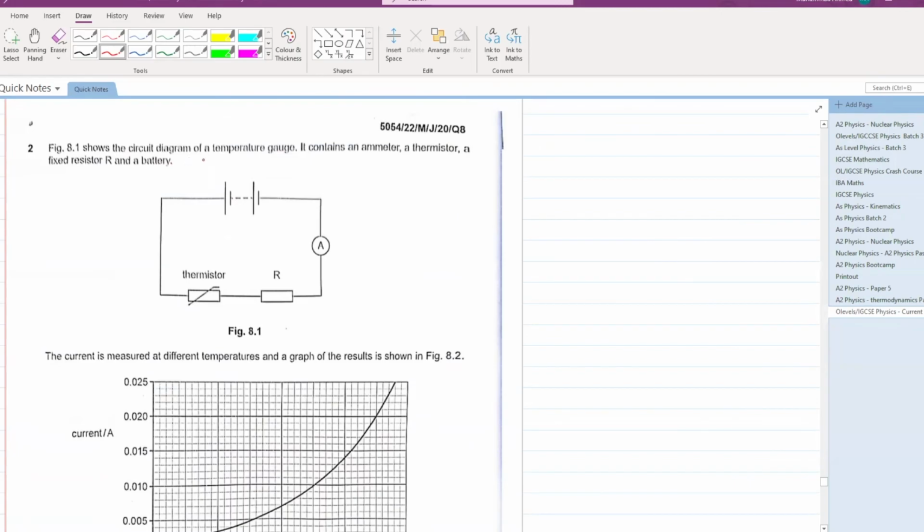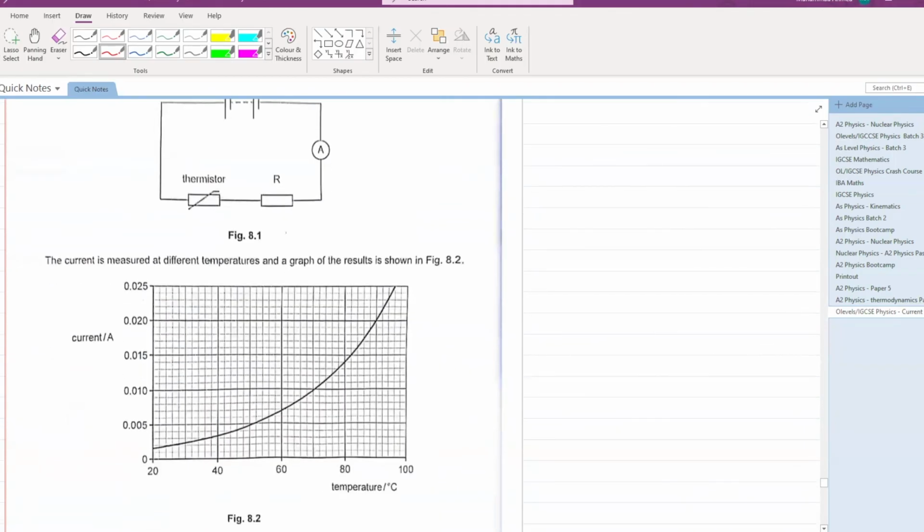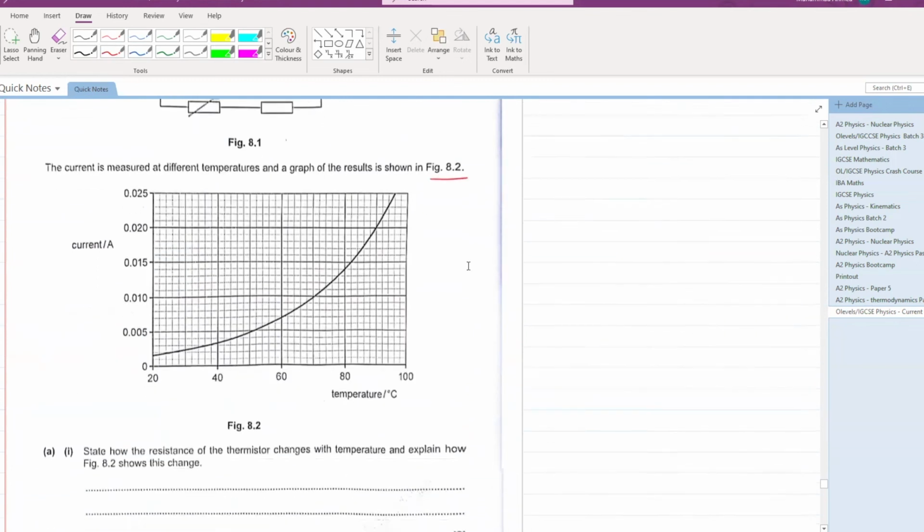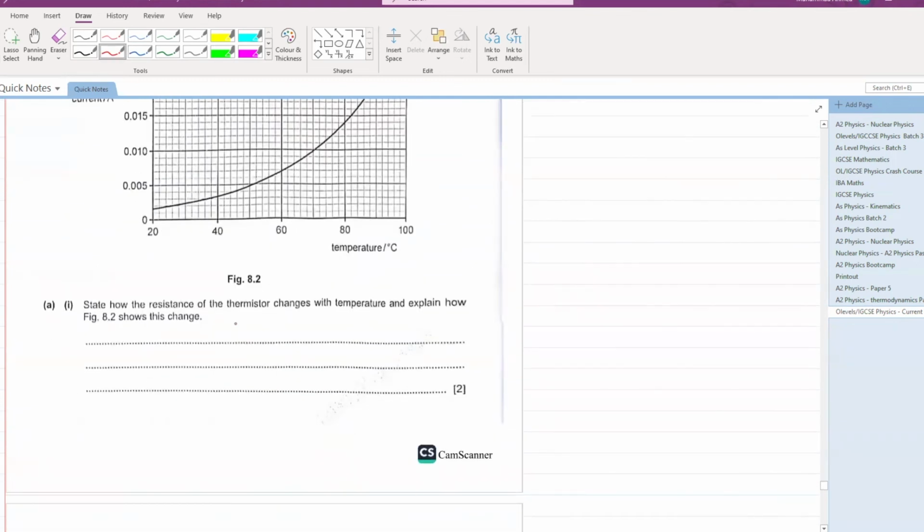Okay, let's see this question. Figure 8.1 shows the circuit diagram of a temperature gauge. It contains an ammeter, a thermistor, a fixed resistor and a battery. The current is measured at different temperatures and a graph of the results is shown in figure 8.2. State how the resistance of the thermistor changes with temperature and explain how figure 8.2 shows this change.